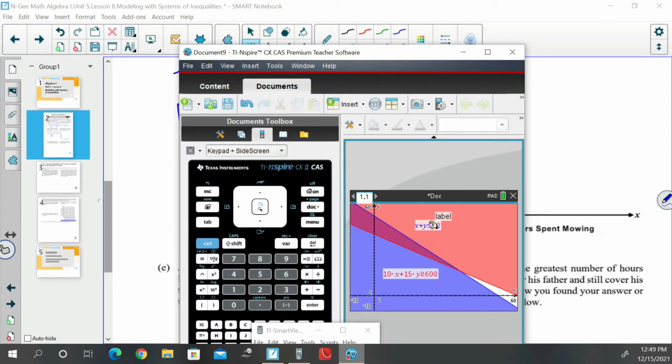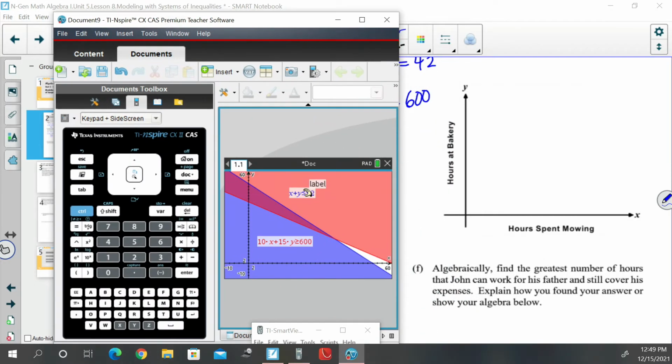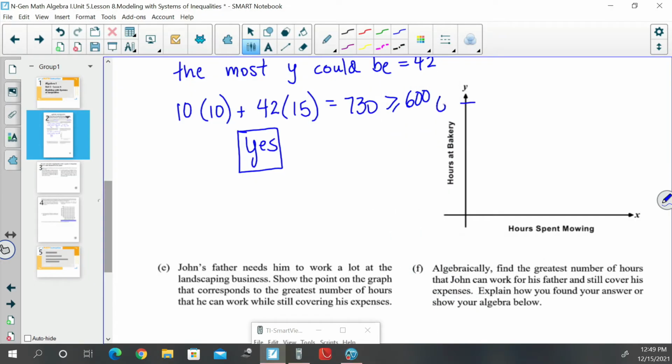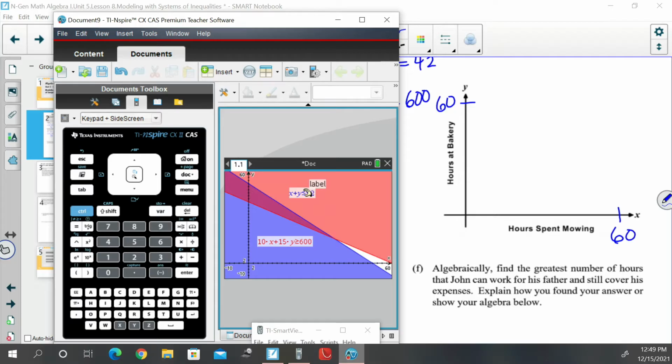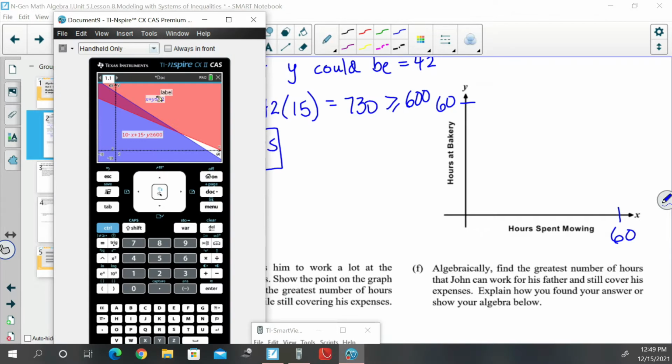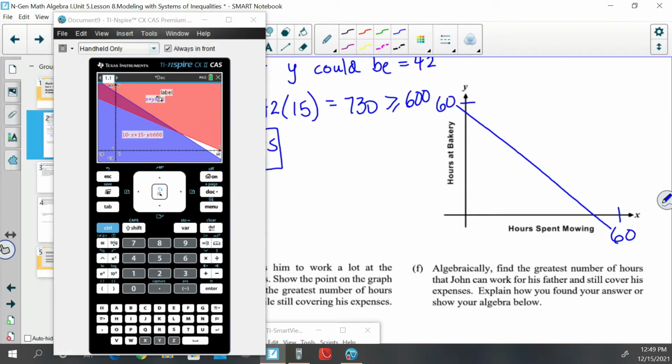All right, here it is. Make sure I open up the right one. I had my y window of 60 here, and a y window of 60 here. That didn't work very well. Let me put this on my handheld only so it can stay in front. I've got my one line that looks like this, and that is my x plus y is less than or equal to 52. I've got my other line that looks like this, and that's my 10x plus 15y is greater than or equal to 600.